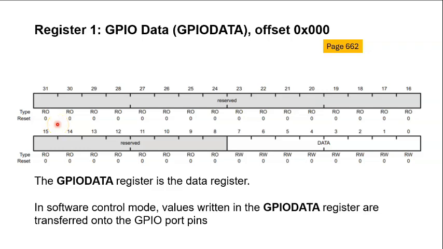Okay, so let's take a brief look at the GPIO data register. Offset is 000 hexadecimal. I've taken this from page 662 of the datasheet. The GPIO data register is a 32-bit register. Only 8 bits are used. Now, in software mode, values written in the GPIO data register are transferred onto the GPIO port pins.